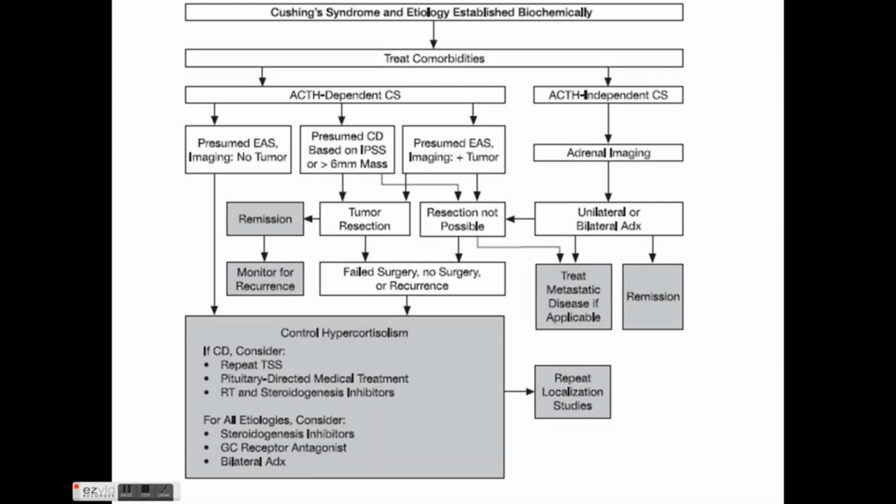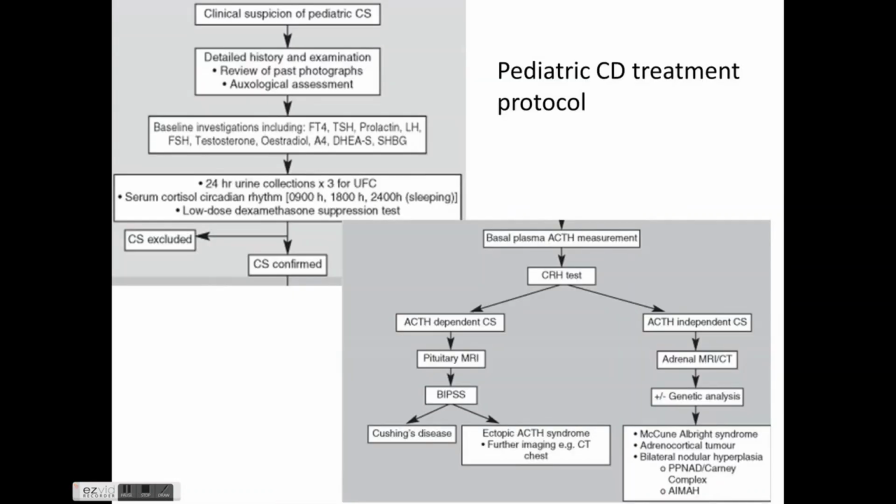Now, this is to summarize what I have talked about in the lecture. Go through these flowcharts, and this would be pretty obvious by now because we have talked about it in detail. This is for Cushing syndrome etiology: after establishing ACTH dependence or independence, find the source and treat accordingly. And this is a similar protocol for pediatric patients, which you can go through.